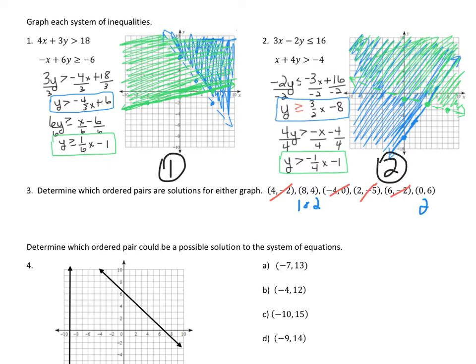Alright, so this is what I found. There's only 2 points that are in the solution sets for these graphs. (8, 4) was in both graphs as a solution, and (0, 6) was a solution in graph 2. Let me know if you found something different than what I have, and we can discuss it in class.